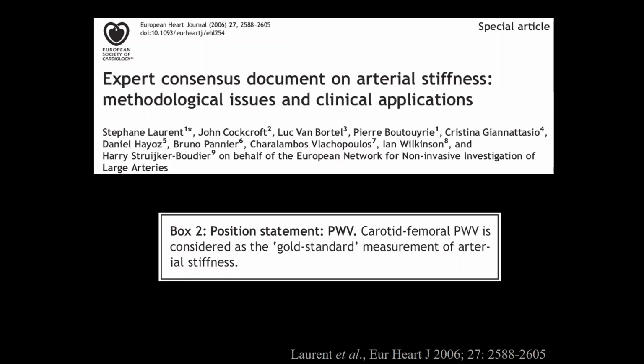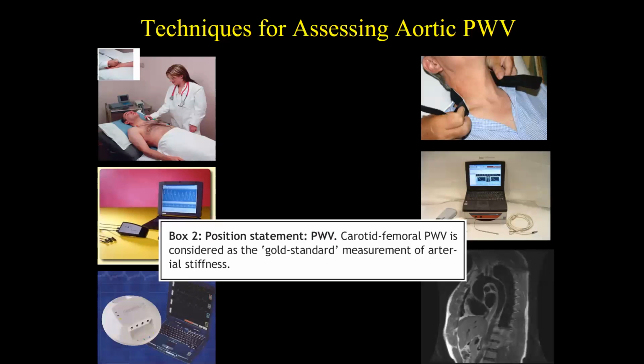So carotid femoral pulse wave velocity is, to this day, considered, in terms of non-invasive assessment, the gold standard to assess arterial stiffness. And there is a large number of techniques now available non-invasively to assess aortic pulse wave velocity. I just mention here in the bottom right MRI, because if you use carotid femoral, the aorta is quite a long vessel. If you use carotid femoral pulse wave velocity, you assume that the aorta is homogeneous and stiffens at the same rate. That's not true. So if you use MRI, you can look at regional changes in stiffness, so probably more accurate.